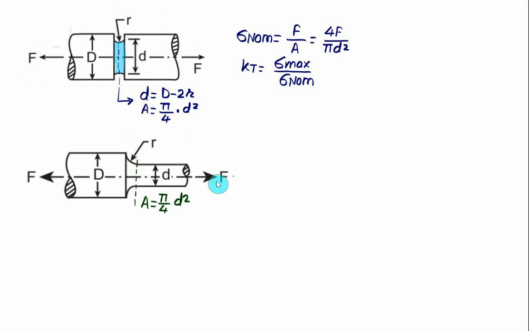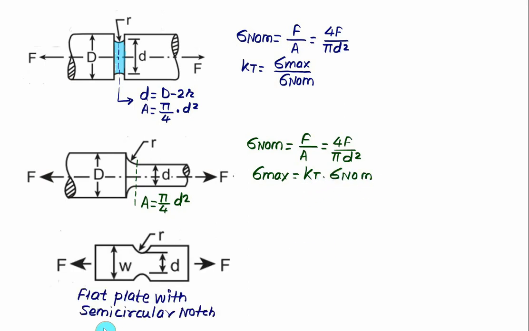So based on force F, we can calculate the nominal stress as force upon the area A. That will be equal to 4 times F divided by pi into the diameter of the smaller shaft, that is lowercase d square. And again record the value of the theoretical stress concentration factor from the graph, and you can calculate the value of sigma maximum, which will be equal to the theoretical stress concentration factor for the step shaft under axial loading multiplied by the nominal stress.